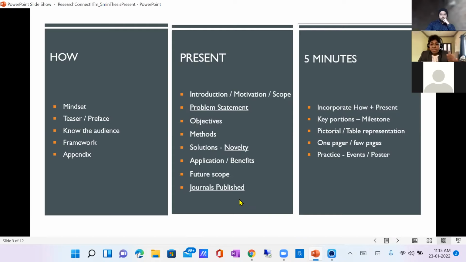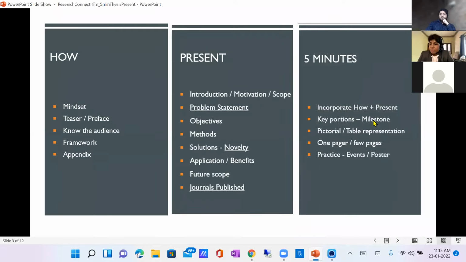It doesn't mean that whoever hasn't written one is not good, but when they say a journal is published, there is a weightage, what it can create for the people. And 5 minutes. So whatever we did in the past and whatever we did in the present, we are going to incorporate both things in that 5 minutes.